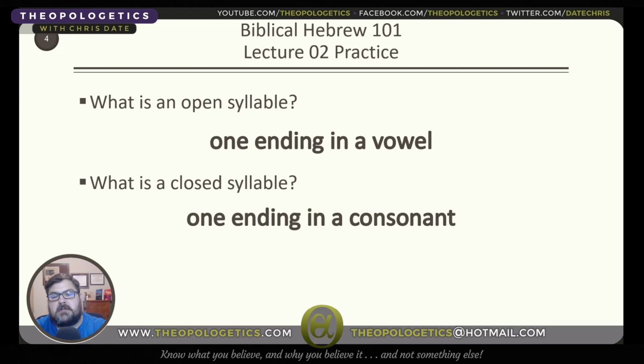So an open syllable is like ba, right? It starts with a consonant sound b, ends in the vowel sound a, so it's open. Whereas a closed syllable would be something like bat, which starts with a consonant sound b, has the vowel sound a, and then ends in the consonant sound t.